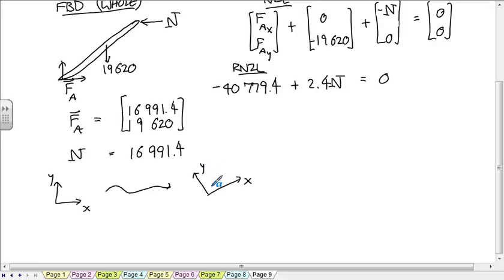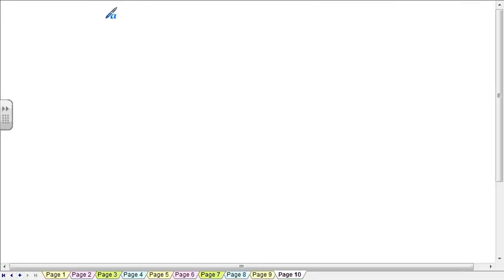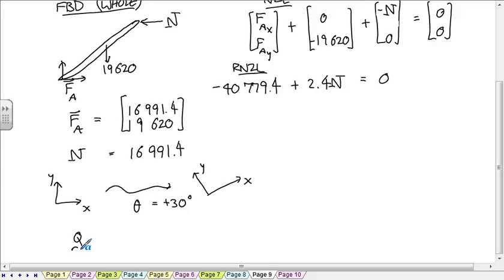What's theta for this rotation? Positive 30. And so now to make the transformation, Q is going to be equal to cosine of 30, which is 0.866, sine of 30, 0.5, negative sine of 30, and positive cosine of 30. So there's the rotation matrix.